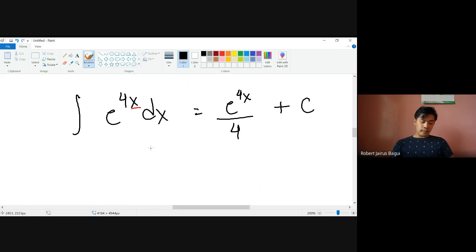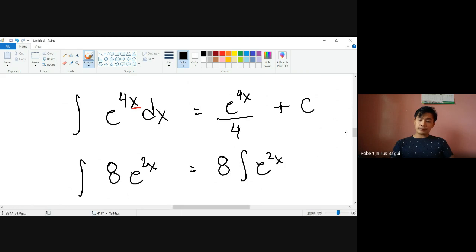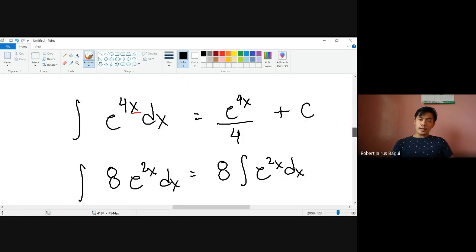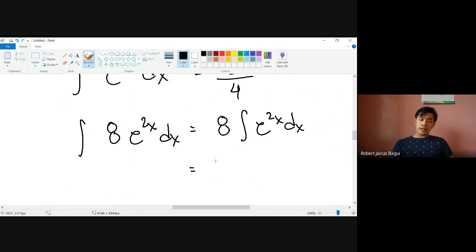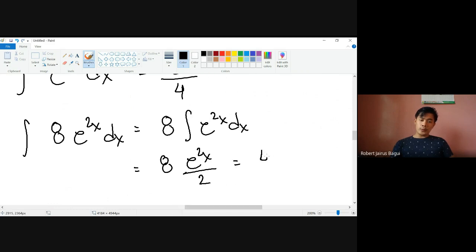Kung halimbawa, ito, combination naman, para may variation. So, 8 e raised to 2x dx. Di ba, nilalabas natin yung constant muna. So, e raised to 2x dx. Same as nung ginawa natin kanina, 2 ang katabi ng x. So, kailangan nyo lang gawin dito ay 8 times e raised to 2x all over 2. And simplifying this would be 4 e raised to 2x.